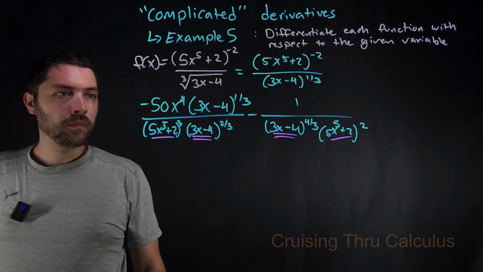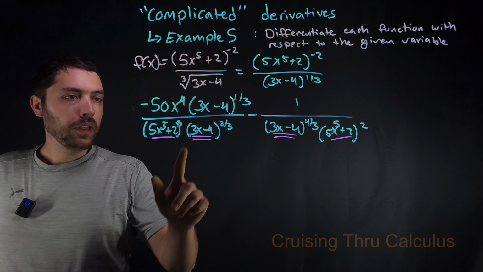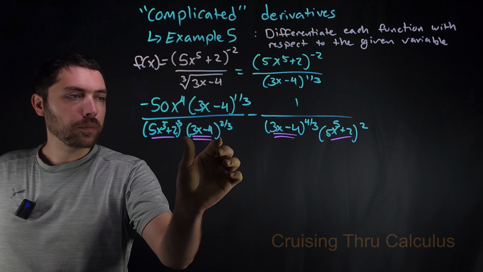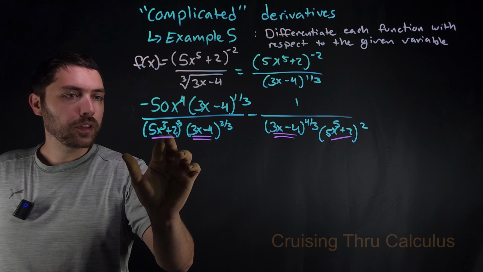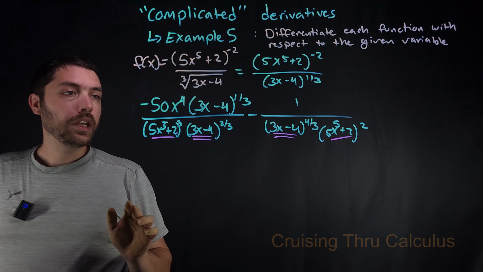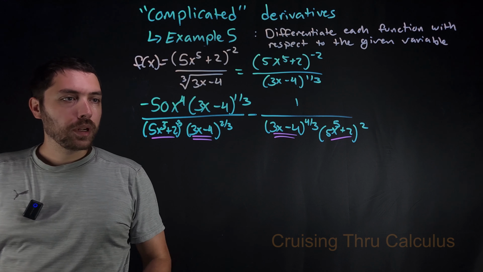Okay, so I pulled this up here, and as I was doing this, I noticed something. The 3x minus 4 and this 3x minus 4 are the same pieces, at least inside the parentheses. And the 5x to the 5th plus 2 is the same as the 5x to the 5th plus 2, also in the parentheses. If I want to combine these together, I need to make their denominators the same. So here's what I'm going to do.